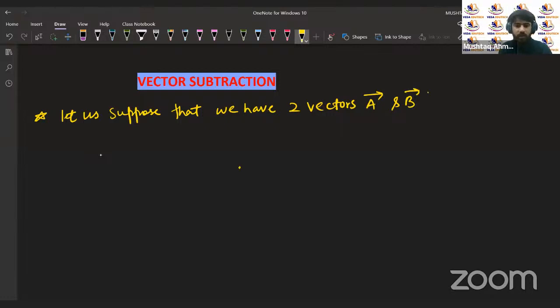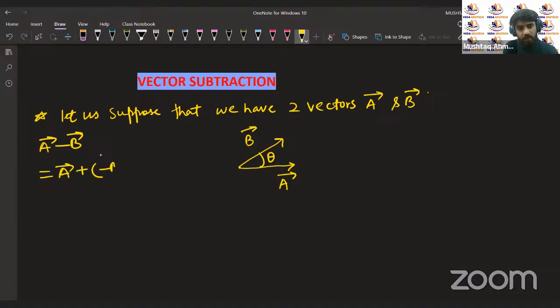Then the vector subtraction of these two vectors, this is A vector here and this is B vector here. Suppose that these two vectors are inclined at an angle of theta. The vector subtraction will be represented by A minus B. It means that we can also write this vector subtraction A minus B as A plus minus B. Here minus B is nothing, it's the negative of the B vector.